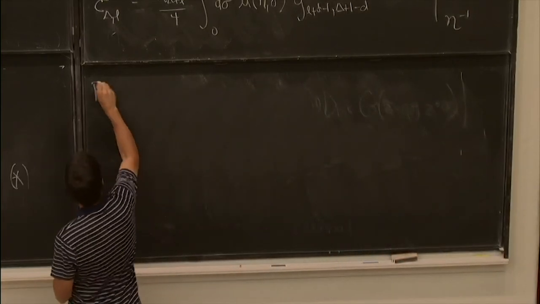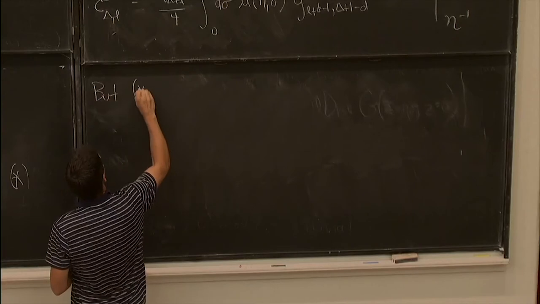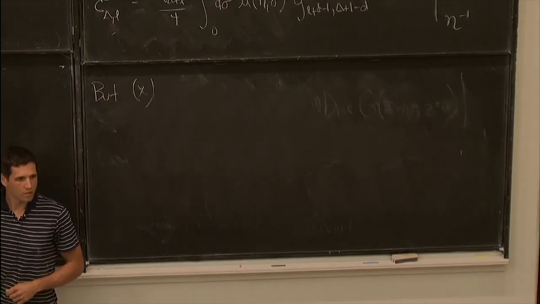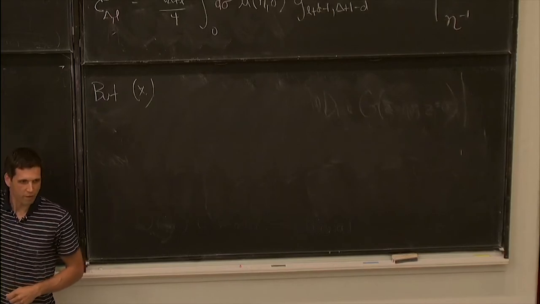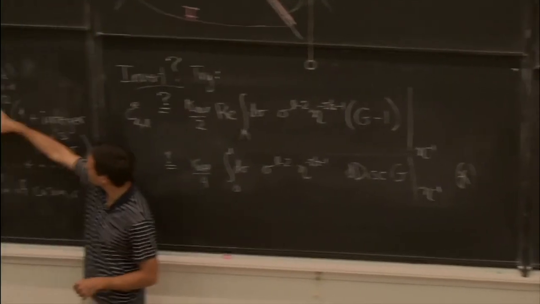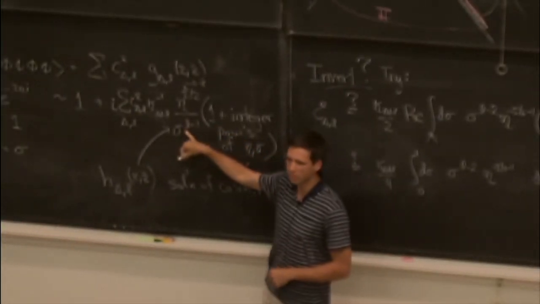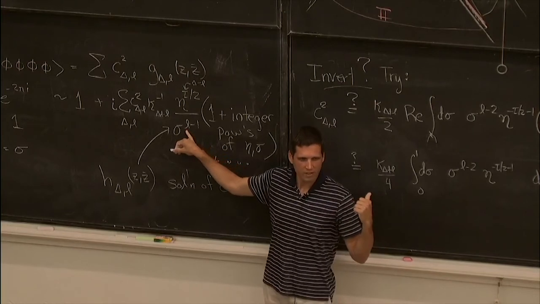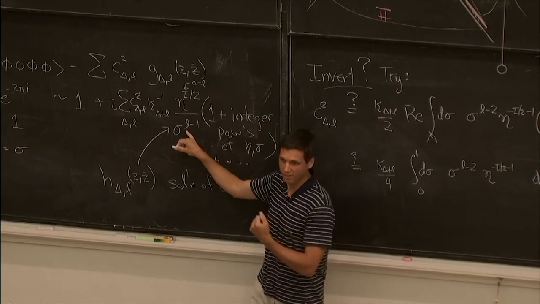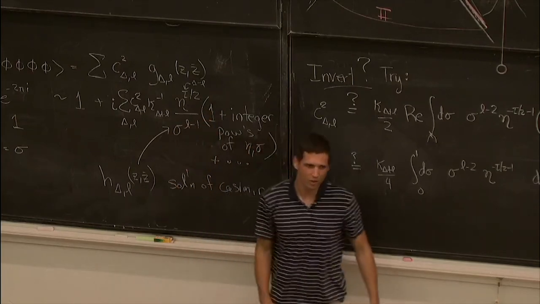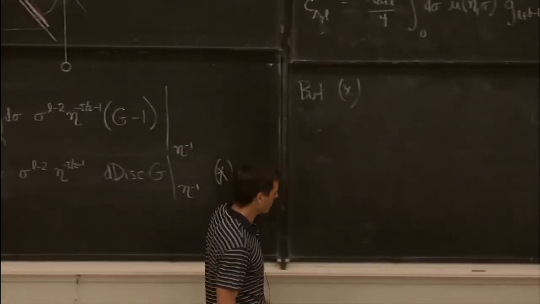The point is that when we made this guess over here, we assumed sort of a generic spectrum. We said we wanted to pick off a particular power of eta, a particular power of sigma, and we did a residue integral to pick that off. But that assumes that we're not going to get that same power of eta and sigma from some other operator. So if there are other operators around, it might get contaminated.